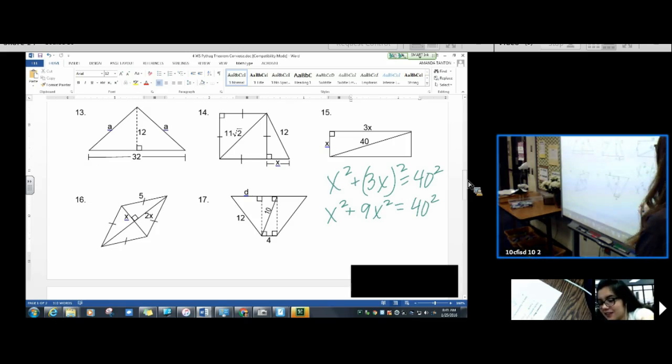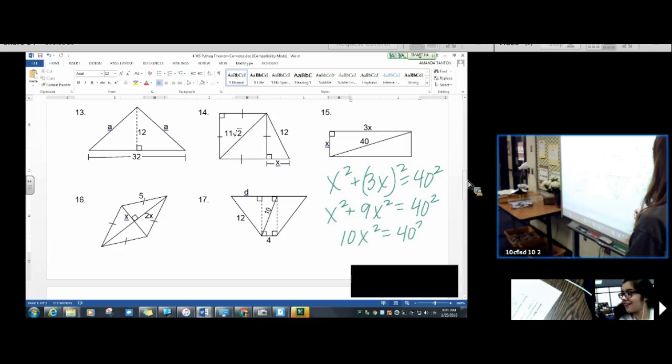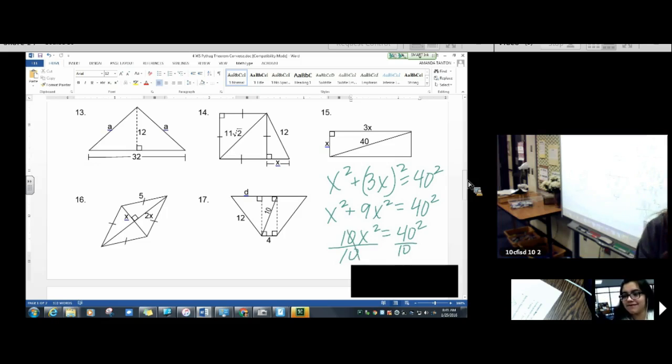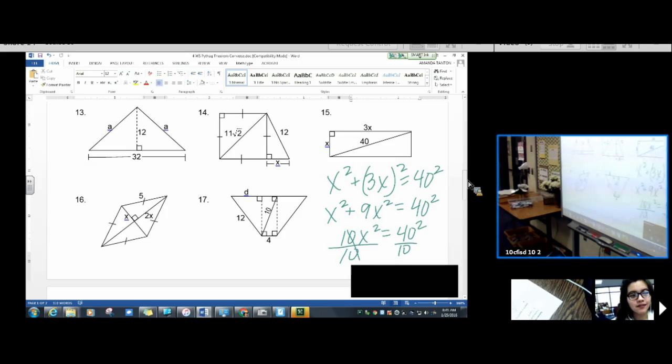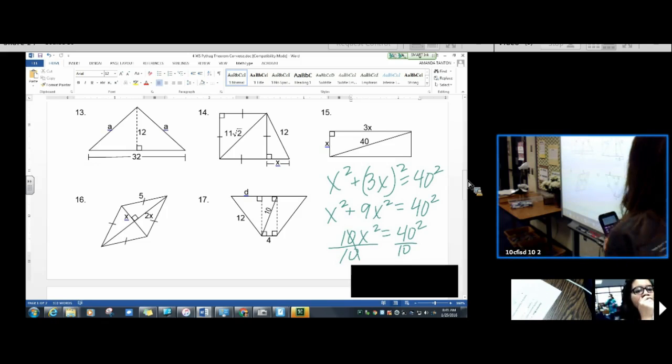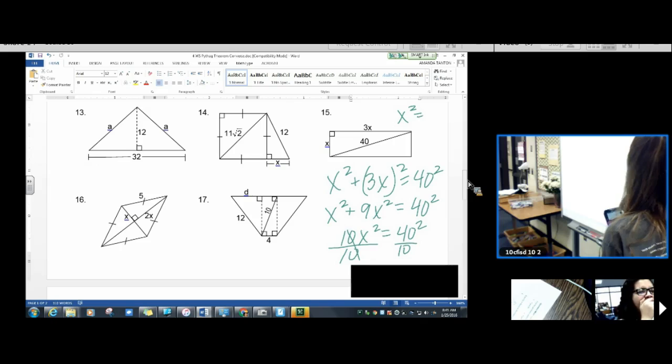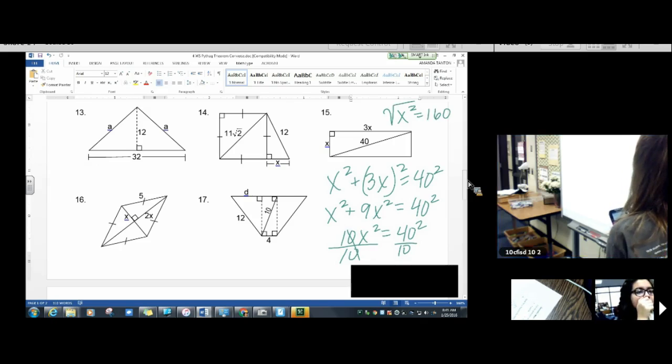All right, so what do we have? 10x squared equals 40 squared. Divide by 10, divide by 10. So in my calculator, I'm doing 40 squared divided by 10, and I'm getting 160. So x squared equals 160. We need to square root both sides, and that's 4 root 10.